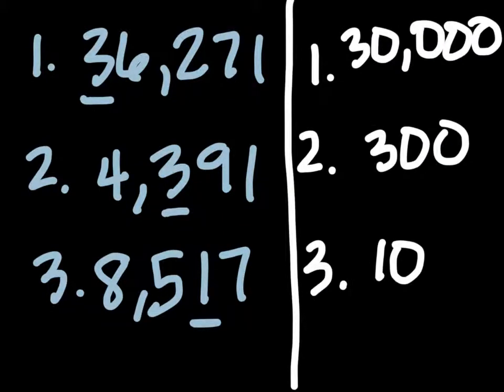Okay, so if you want to go ahead and check your answers, number 1, that 3, the value of the 3, or how much you have if you pulled that 3 out, would be 30,000. The 3, 300, and the 1 is sitting in the tens place, so it would be 10.